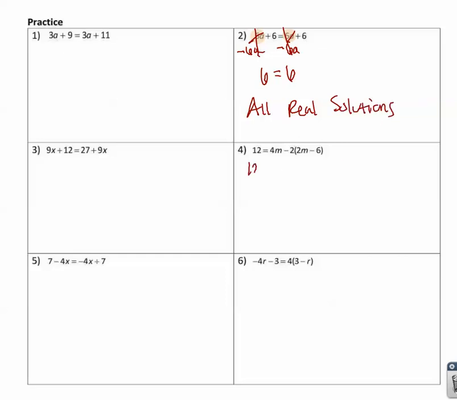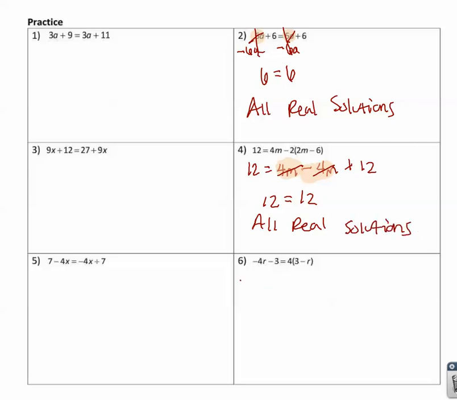Looking at number 4, you need to do a little bit of simplifying first by distributing a negative 2. So negative 2 times 2 is a negative 4m. Negative 2 times a negative 6 is a positive 12. If you were to combine like terms, a positive 4 and a negative 4 cancel and give you 12 on the left side equals 12. Again, this is all real solutions.